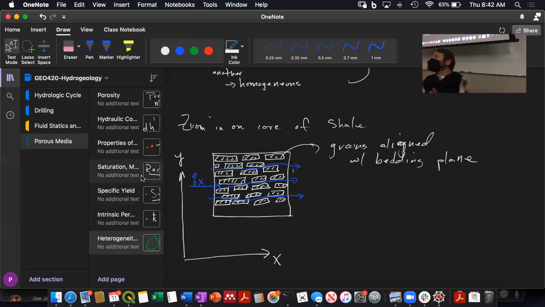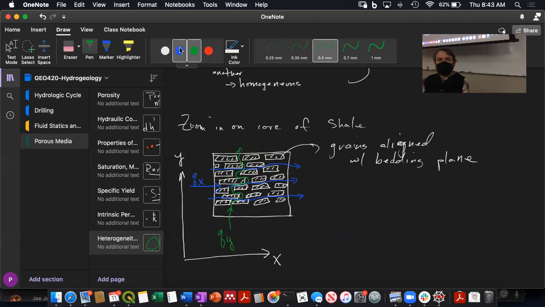Now let's flip the situation and say, I'm interested in flow in the y direction. So now if I'm looking at flow in the y direction, qy, it's got to take this tortuous path weaving around all the plates. So with this sort of alignment of the grains, we could intuitively surmise that the resistance to flow is different for our shale depending upon the direction of flow, right?